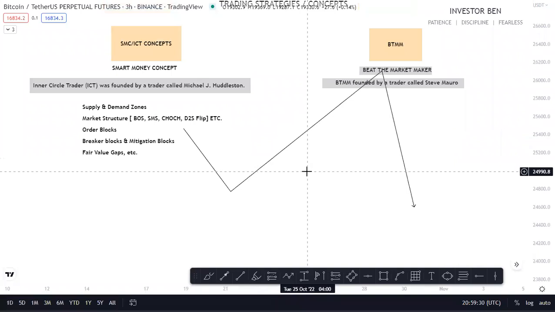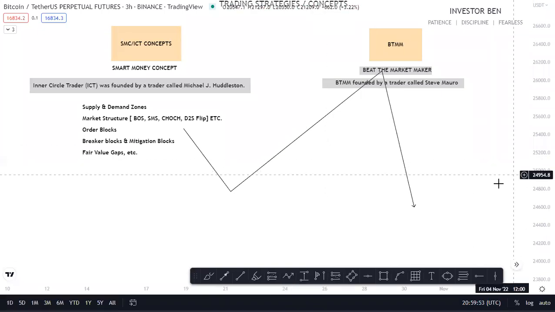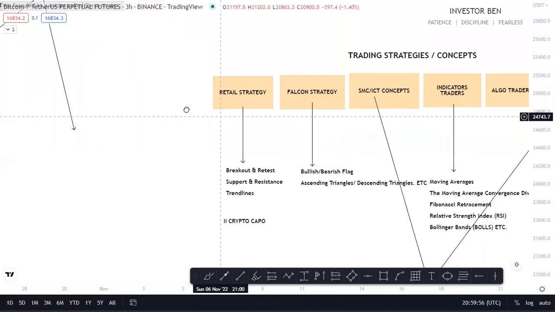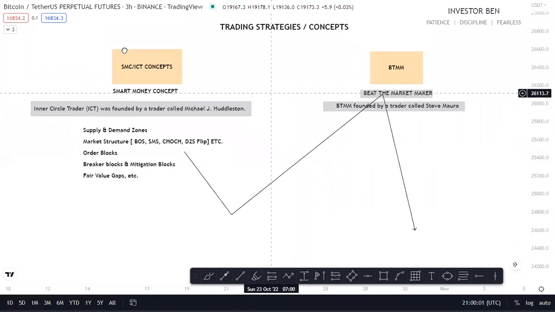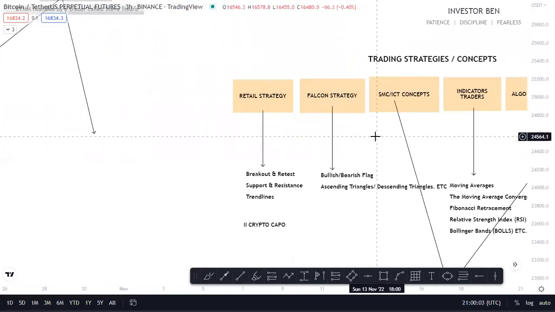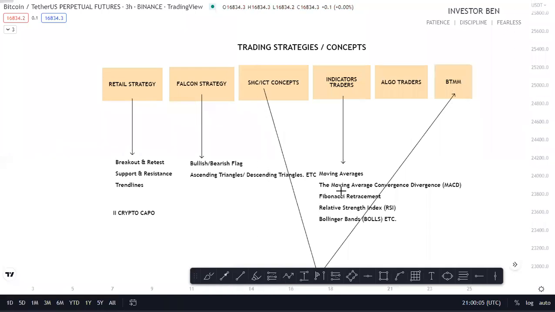Okay, since I'm recording now, let me use the time to recap so that anyone seeing this recorded section gets to understand how I came about listing all these things here. Like I said, we finished our previous trading strategies and concepts: the retail strategy, the Falcon strategy, indicator traders, and the algo traders. Now we are left with SMC concepts and then BTMM, which I left on purpose for us to treat differently.